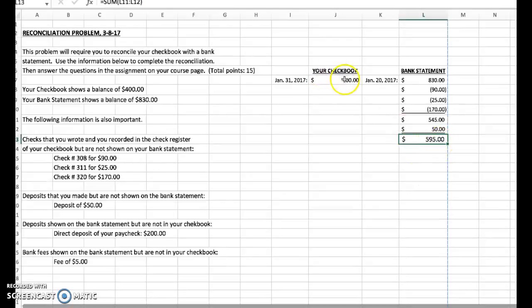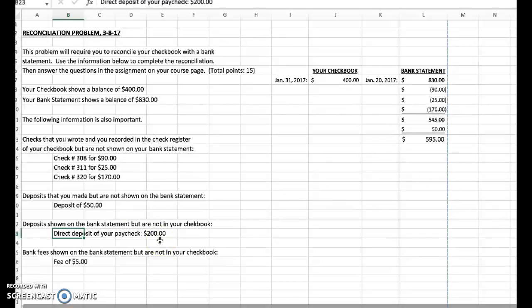Well, we're still not in balance here. Your checkbook shows $400. The bank now, after we've adjusted it, says $595. So let's look over here again on the left. The deposits shown on your bank statement, but not in your checkbook. Okay, here's a direct deposit of your paycheck, $200. So you have set up with your employer direct deposit, which means they don't give you a check at payday. They simply put it directly into your bank account. Well, apparently you did not put that into your checkbook.